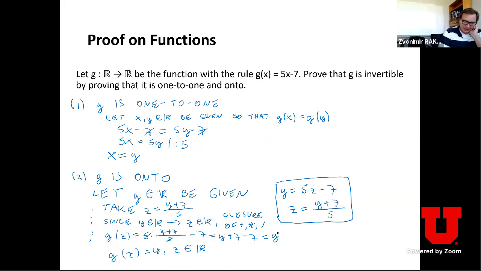So, we pick some y. Then for this y, we define what the z should be. And we show that g of z is equal to y and that z is also an element of R. So we show that for any element in the codomain that we picked, there is an element in the domain that maps to it. And that finishes the onto proof. So we proved that g is both 1-to-1 and onto, and because of that, g is invertible. So this concludes the proof. Any questions about this proof?